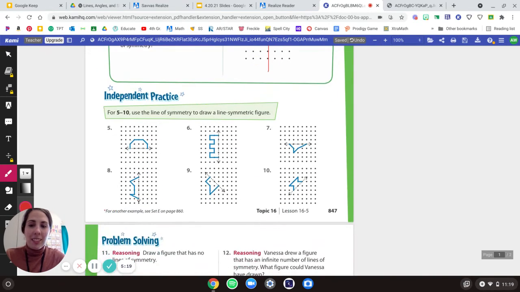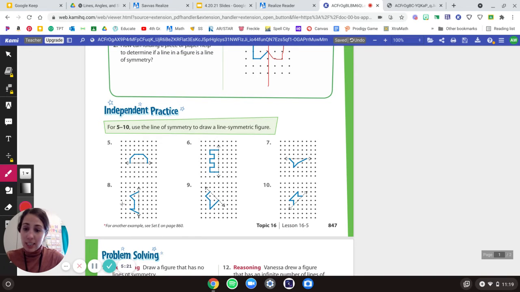Good. So you try 5, 6, 7, 8, 9, 10. They already gave you the line of symmetry. You have to draw the line symmetric figure or draw the other side. So pause the video while you do 5, 6, 7, 8, 9, 10.